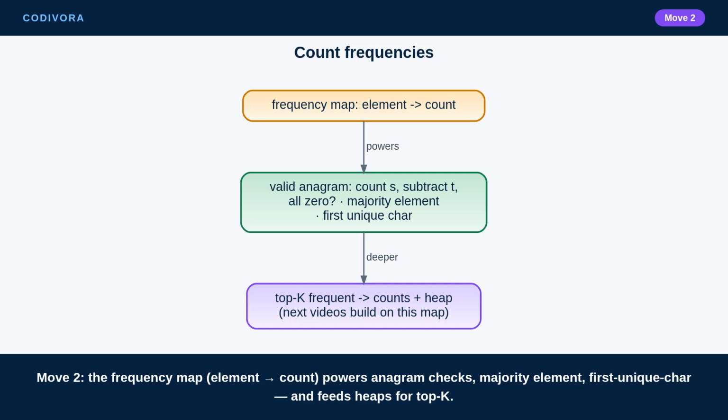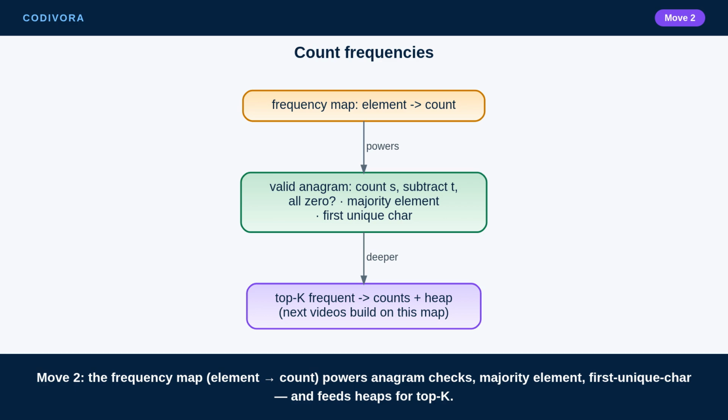Move 2. Count frequencies. A map from element to count built in one pass, and suddenly a family of problems is trivial. Valid anagram: count characters of one string, subtract the others. Everything should land on 0. Majority element, first unique character, ransom note, all frequency reflexes.